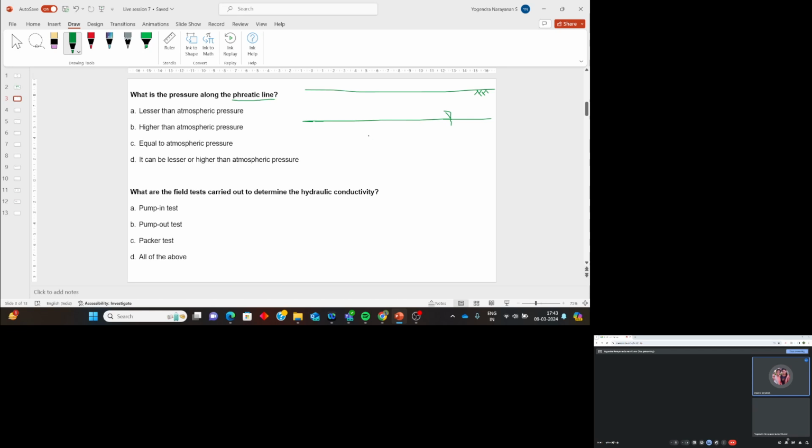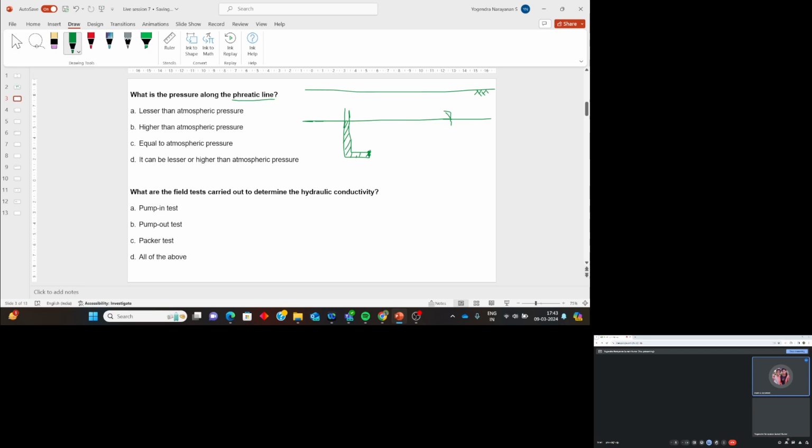Let me give another situation. You take a point here and you keep a piezometer here, what will happen? To what point will it rise? Water up to water level. To water level. So that is termed as pressure head, right?